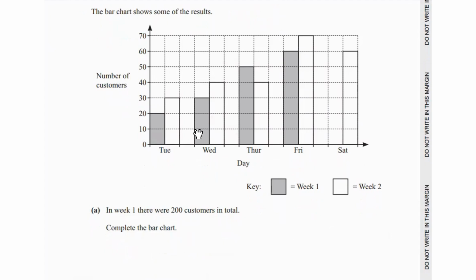So if there were 200 customers in total in week 1, let's see how many are given. On Tuesday, we have 20. Wednesday, it's 30. Thursday, it's 50. Friday, it's 60. So when we add these, we get 160. So over here, we'll draw a bar for 40 customers. That's going to be your complete bar chart, and then you can shade it as well.